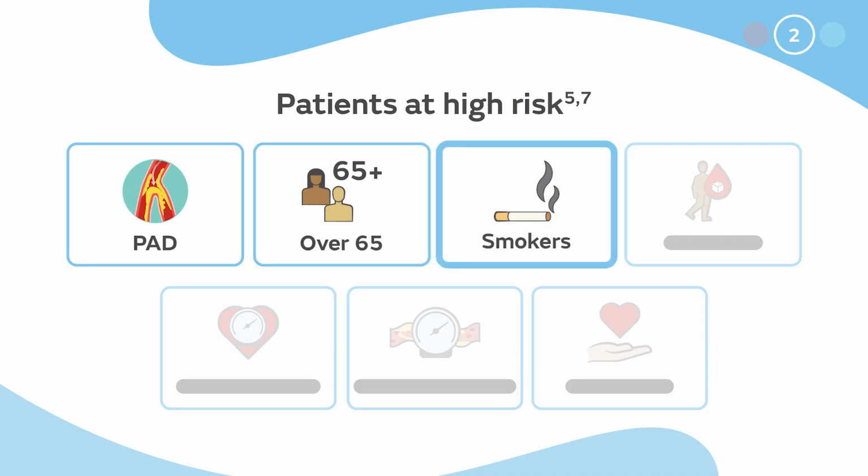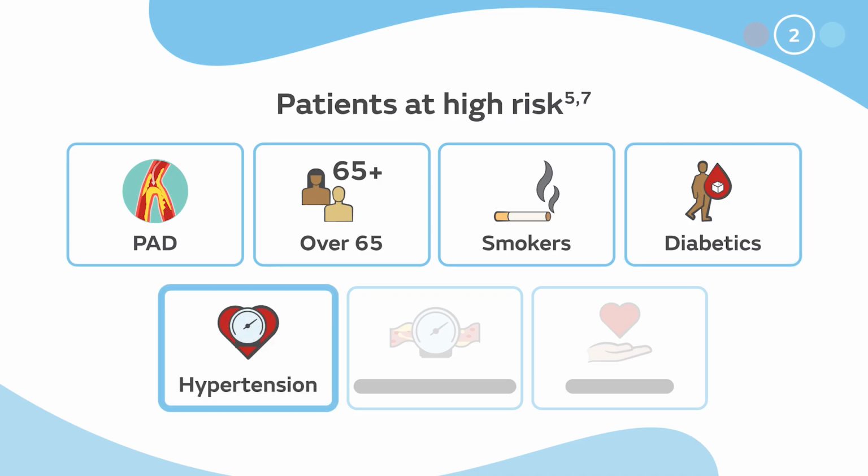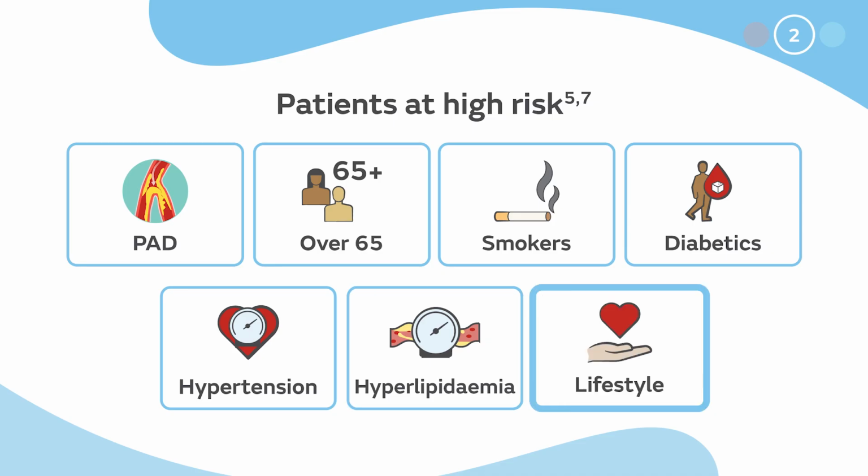Smokers, as this reduces the amount of oxygen in the blood and constricts blood vessels. People with diabetes. These people can get a specific type of PAD that involves microvascular disease, which can add another layer of difficulty to manage. People with hypertension, as high blood pressure can damage arteries, leaving them susceptible to plaque buildup. And people with hyperlipidemia, as high levels of cholesterol and triglycerides contribute to plaque formation. Lifestyle factors can also increase risk, including a sedentary lifestyle, unhealthy diet, and lack of exercise.